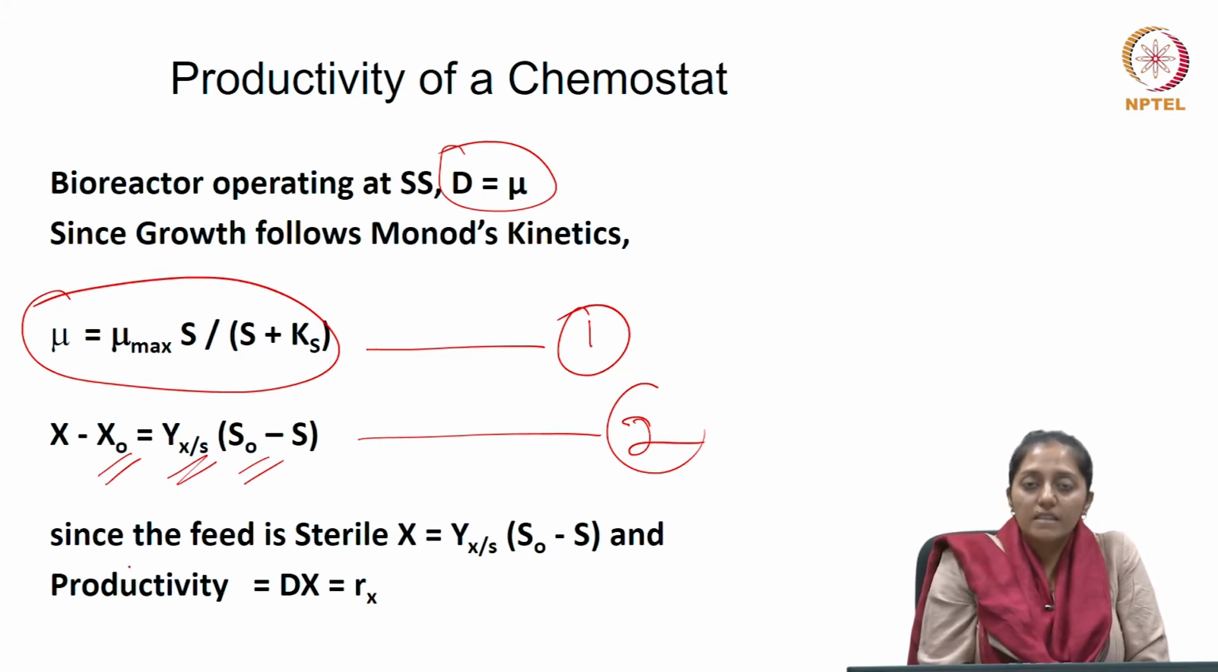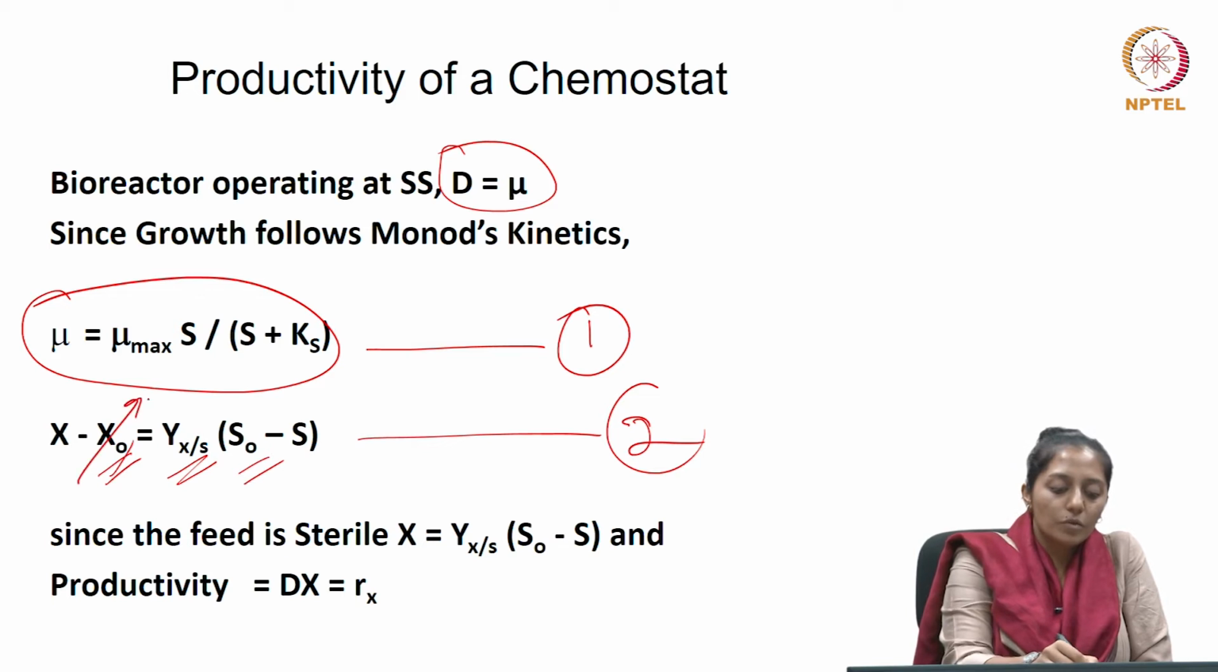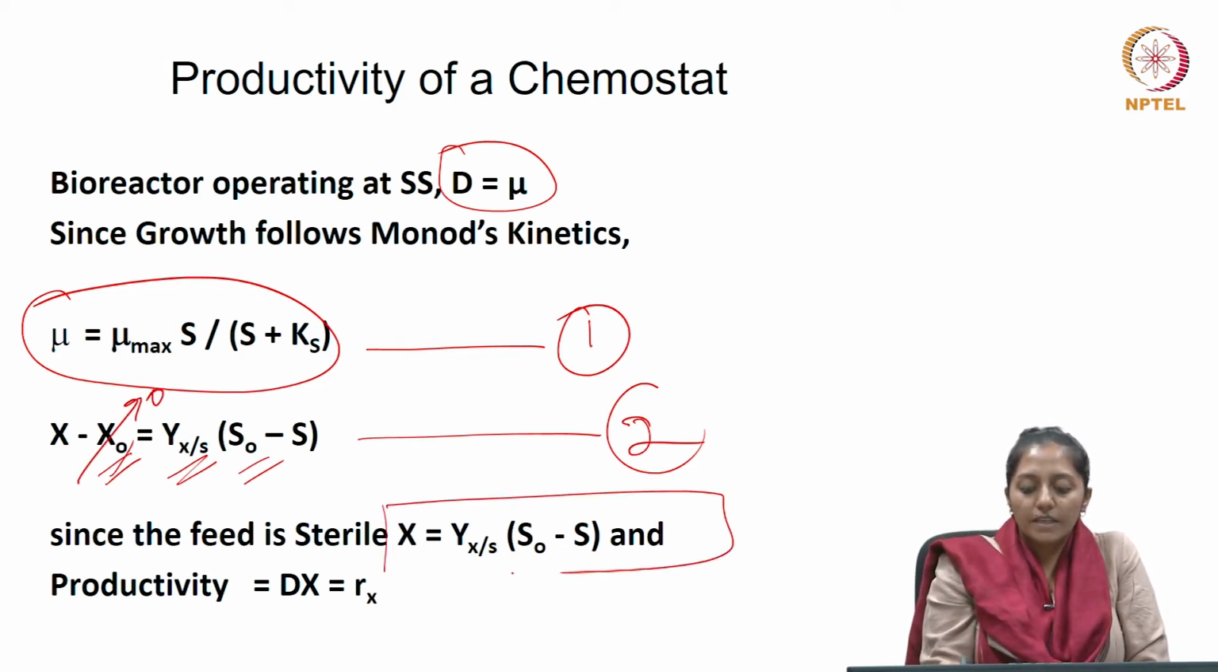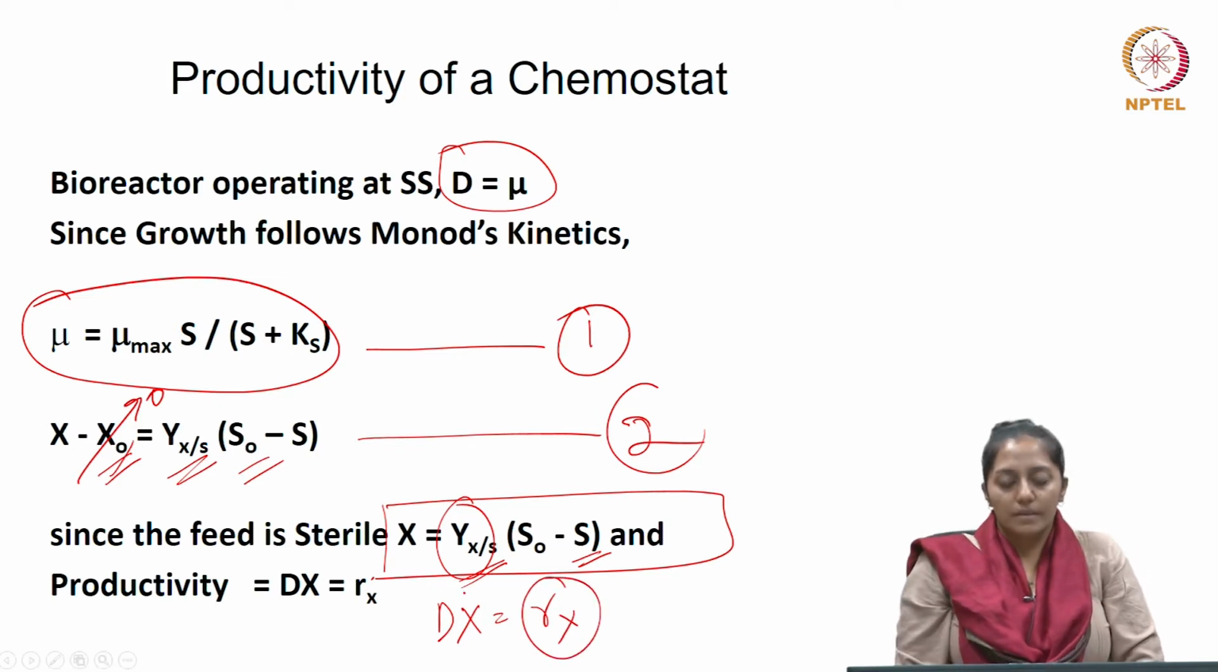As the feed is sterile, your x naught goes to 0 and therefore, your steady state biomass in a chemostat can be given as a function of the feed substrate concentration, steady state substrate concentration and the yield coefficient. Then the productivity, which is volumetric productivity, can be given as D times x, which is nothing but your dx by dt or your Rx.